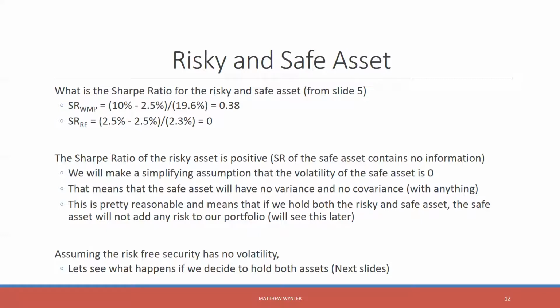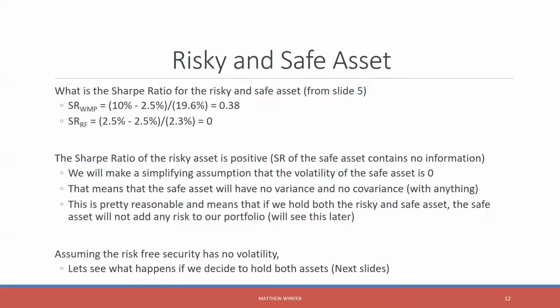Okay, so assuming that the safe asset has no variance means that it's also going to have no covariance. If it doesn't move up and down, if it's not changing in value, then it can't move up and down with anything else. That's fantastic for our portfolio. That reasonable assumption means that if we hold both the risky and safe asset, the safe asset will not add any risk to our portfolio. And we'll see this explicitly later when we get into portfolio variance.